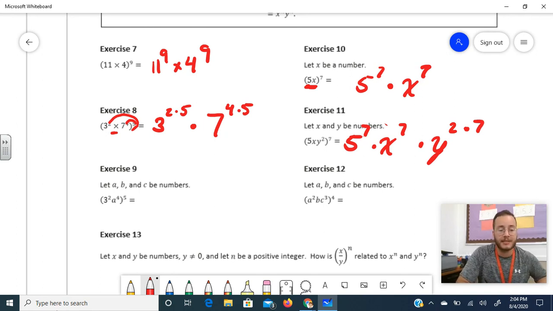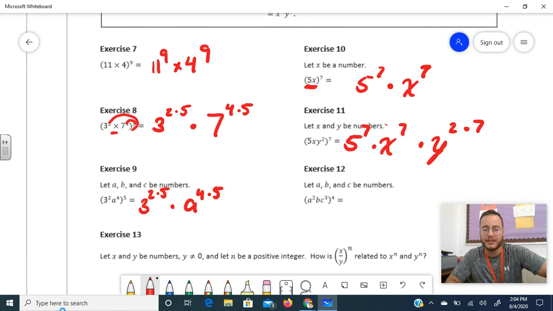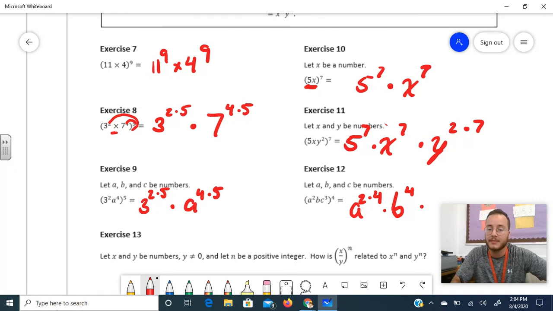(3 squared times a to the 4th) times 5. So I have 3 squared times 5 times a to the 4th times 5. (a squared times b times c to the 3rd power), all of it raised to the 4th. I have a to the 2nd power times 4 times b to the 4th power times c to the 3rd power times 4.